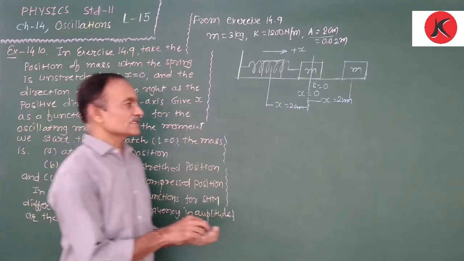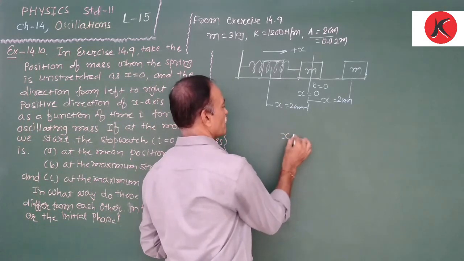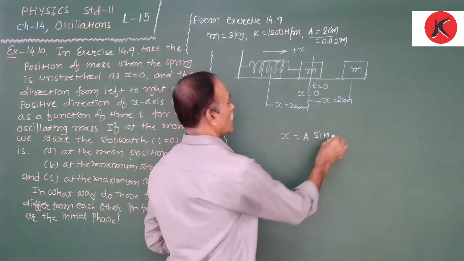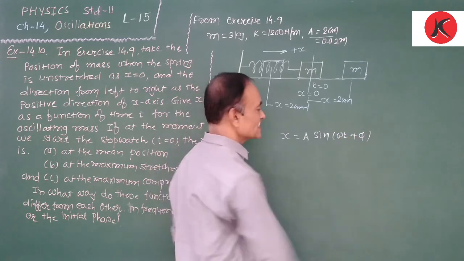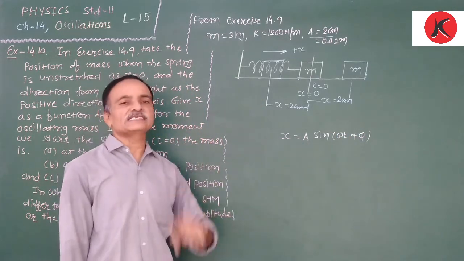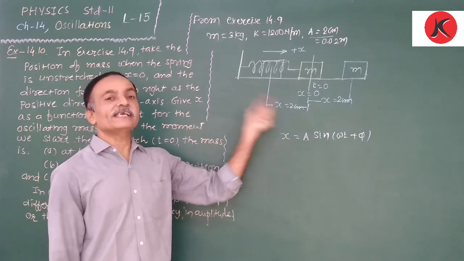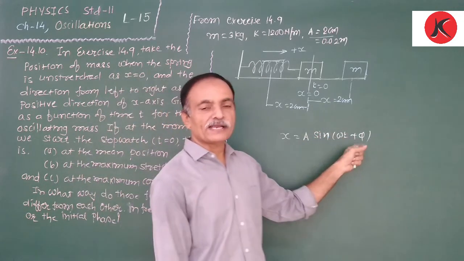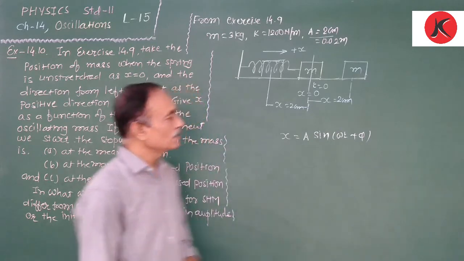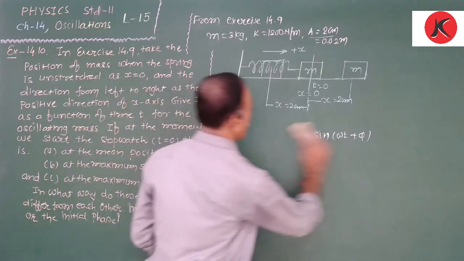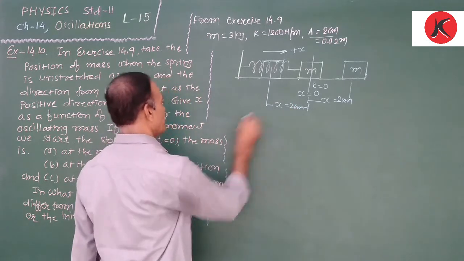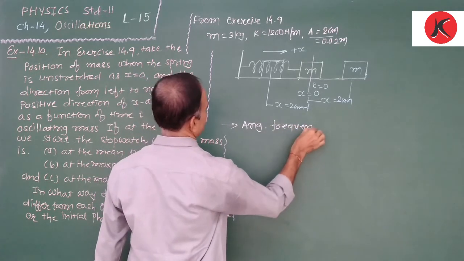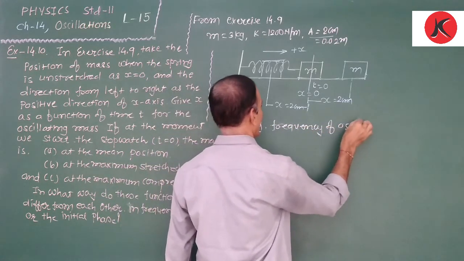We know that the equation of the displacement of a simple harmonic motion is x equal to a sine or cos, omega t plus phi. Phi is the initial phase, omega is the angular frequency, and a is the amplitude. Amplitude is already given. We require the angular frequency. And on the basis of the position, we can find out the initial phase. Clear this? Okay. So first, part A. First we find out the angular frequency of oscillation.